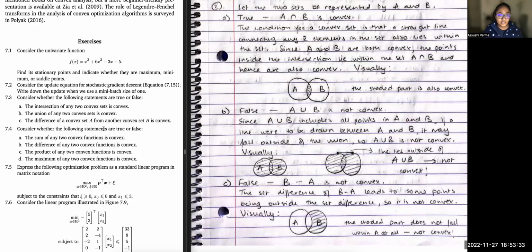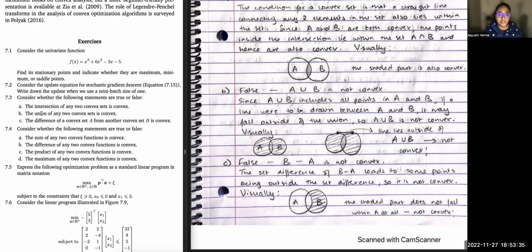The second statement that we consider is: is the union of any 2 convex sets also convex? I say it is not convex, because if we were to draw some lines between A and B, in this case, of the union, it may not actually fall within the union. It could fall outside of the union, which by definition makes it not convex.